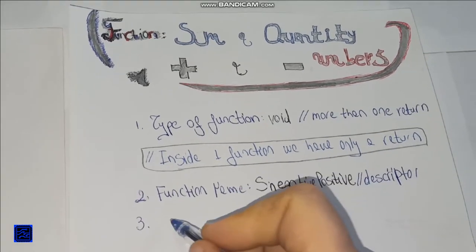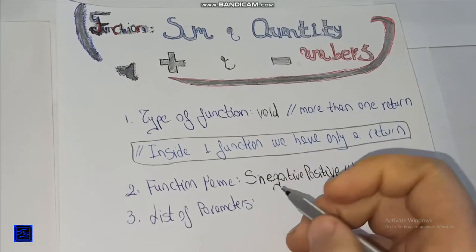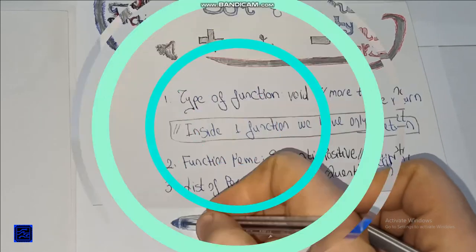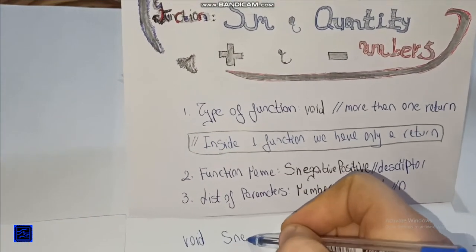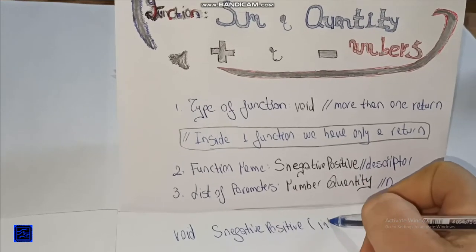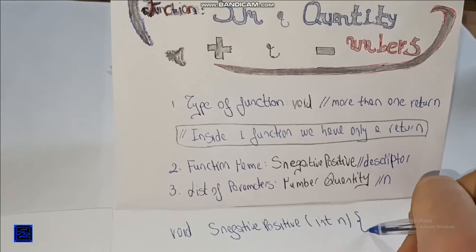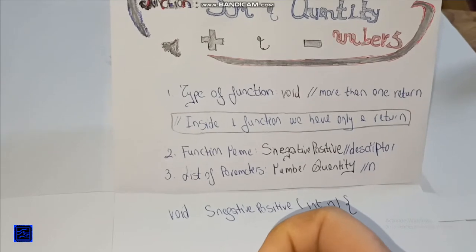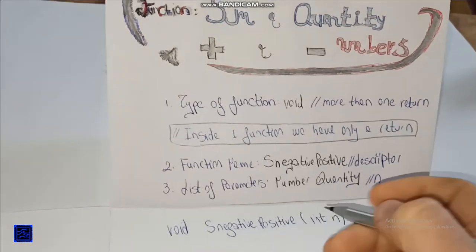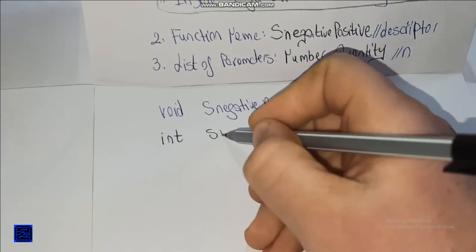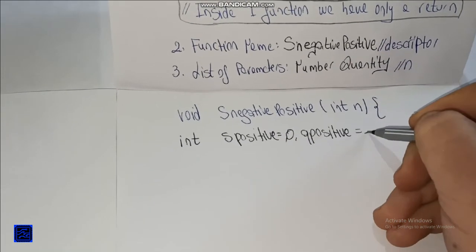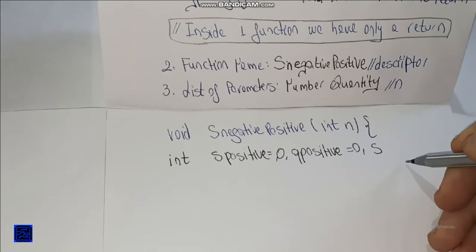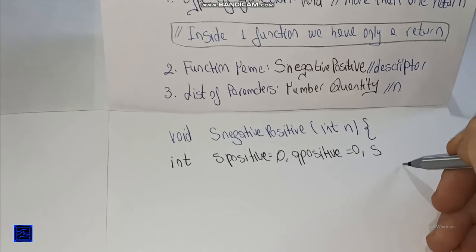Third, list of parameters. That will be number quantity. We have void, sum, negative, positive, integer, and opening curly brace. We'll define some variables that are integer. Sum positive equals 0, quantity positive equals 0, sum and quantity negative, that will be 0.